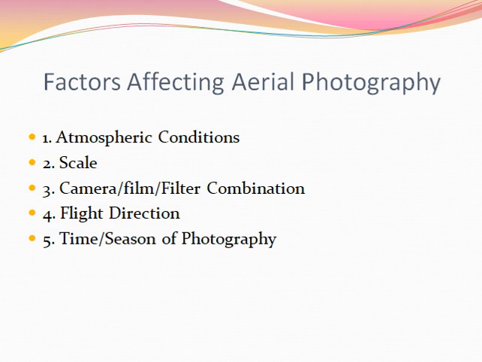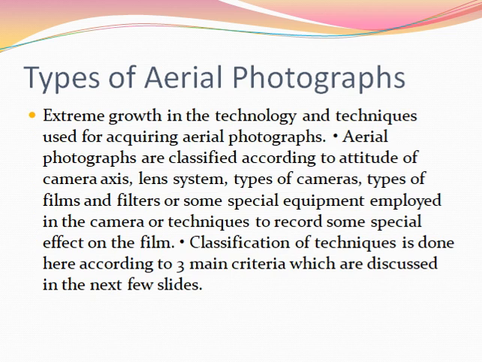Then there are different types of aerial photographs. There is extreme growth in technology and techniques used for acquiring aerial photographs. Aerial photographs are classified according to the attitude of the camera axis, lens system, types of cameras, types of films and filters, or some special equipment employed in the camera for techniques to record some special effects on the film. This classification of techniques is done according to three main criteria, which are discussed below.